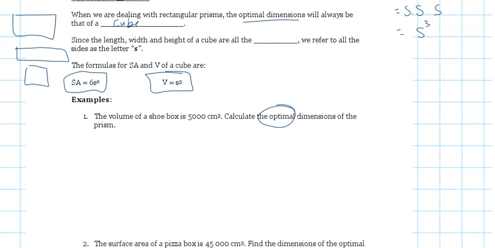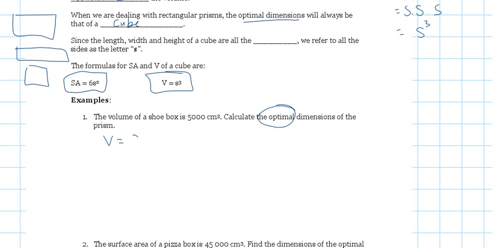What formula am I going to use? What's given to me? What do I know? I know the volume. So if I know the volume, what formula do I use? The volume formula, right? And I know that the volume is 5,000. I'm solving for side length. What do I do to solve for side length?